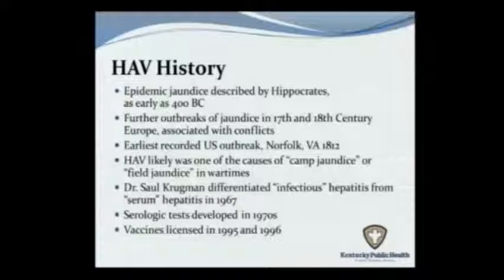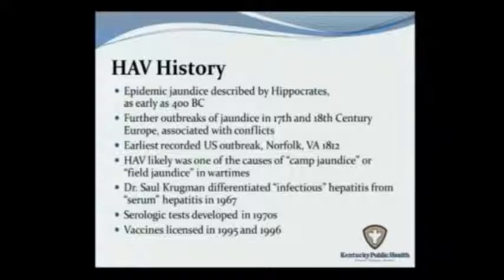And a little bit more history about HAV. The identification of HAV has been around for centuries. Actually, Hippocrates described epidemic jaundice as early as 400 BC. And further outbreaks of jaundice occurred in the 17th and 18th centuries in Europe, and these were associated primarily with conflicts, wars and things. The earliest recorded outbreak in the U.S. was in Norfolk, Virginia in 1812. And HAV was likely one of the causes of camp jaundice or field jaundice during war times, because there were large outbreaks of this camp jaundice. And it's hypothesized that HAV was the major cause of that.